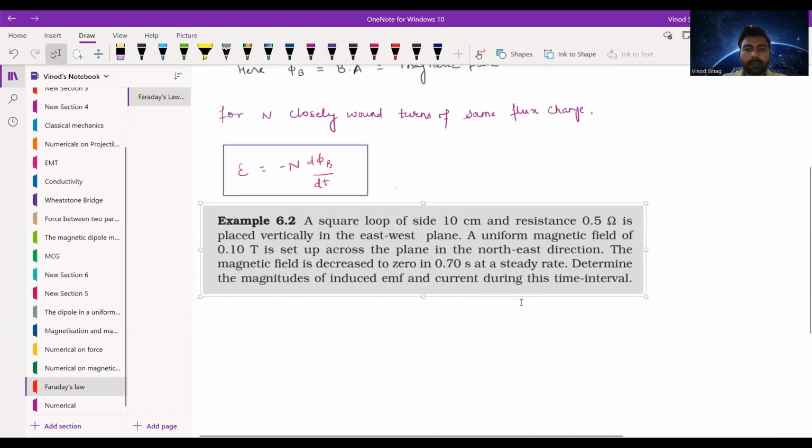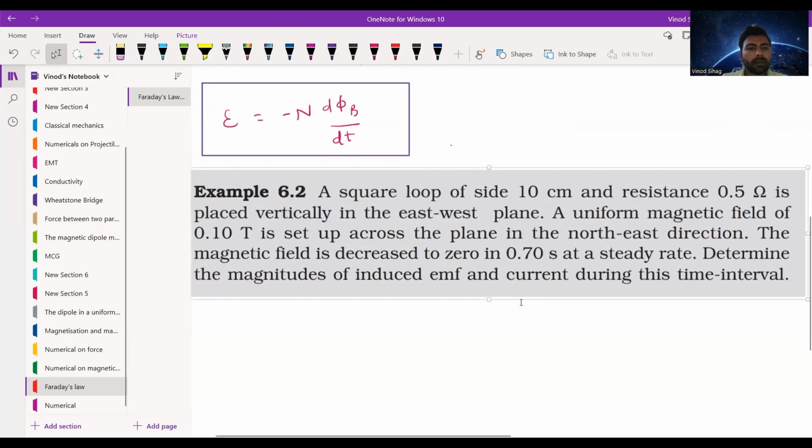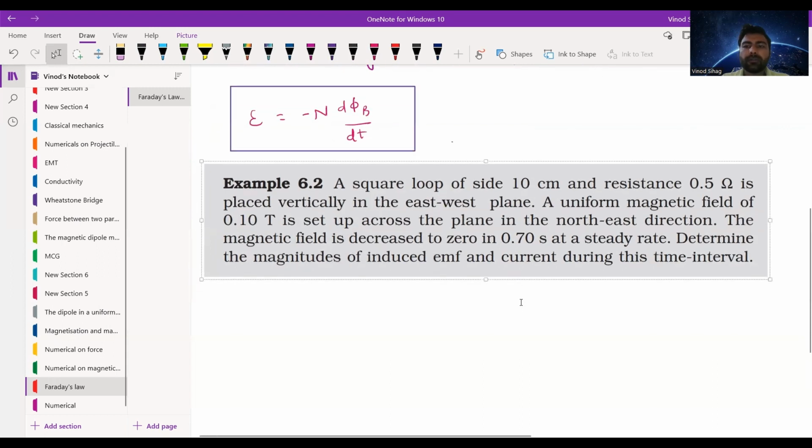Okay. So the question is, a square loop of side 10 centimeter and resistance 0.5 ohm is placed vertically in the east-west plane. A uniform magnetic field of 0.10 Tesla is set up across the plane in the northeast direction. Okay, the magnetic field is decreased to 0 in 0.70 second at a steady rate. Determine the magnitudes of induced EMF and current during this time interval.